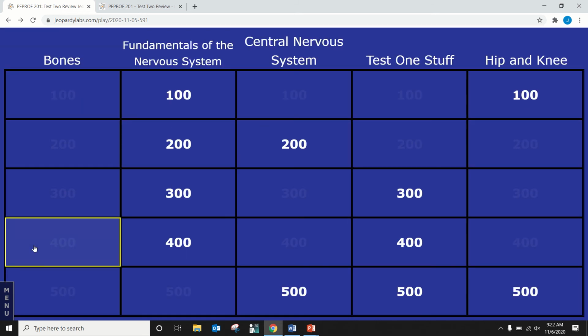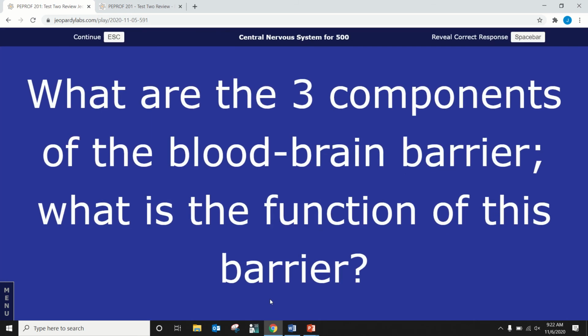All right, Connor, what do you think? All right, what are the three components of the blood-brain barrier? And what is the function of this barrier?